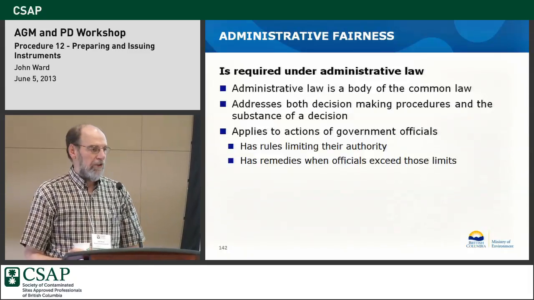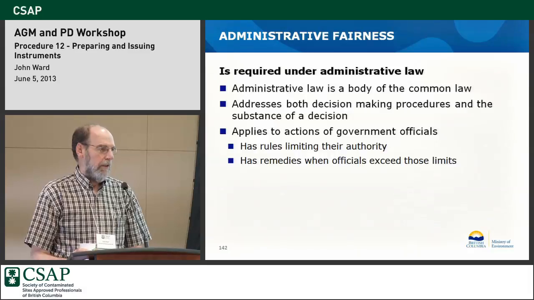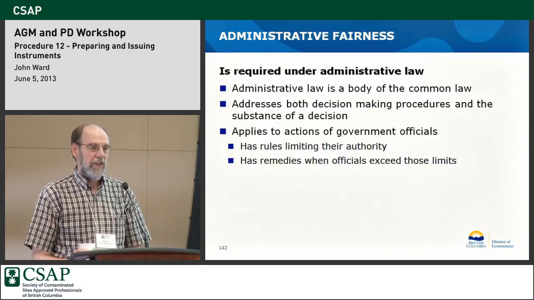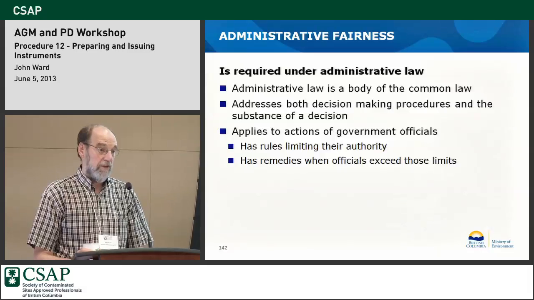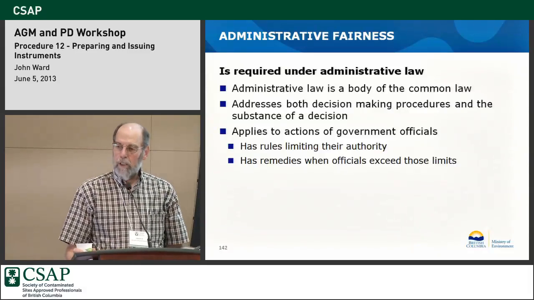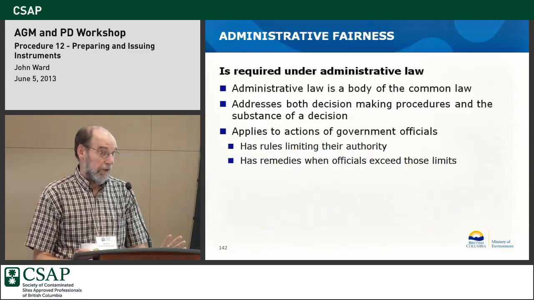So this is all about what's called administrative law. I don't know how many of you have gone to law school, but there are administrative law courses out there that you can take, especially if you might want to work in government. You can study about how to do this. This is a body of law that's in the common law. You don't see it in a statute, usually.